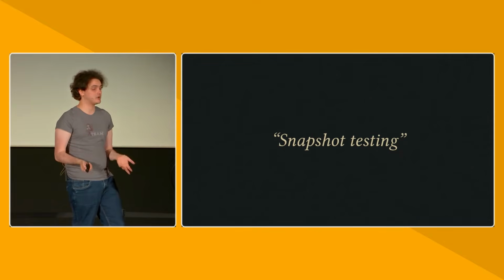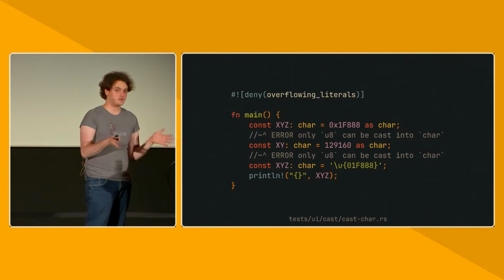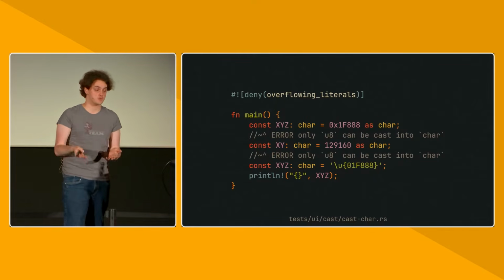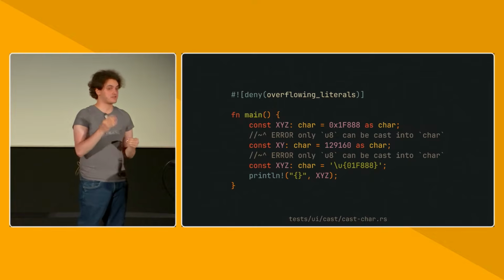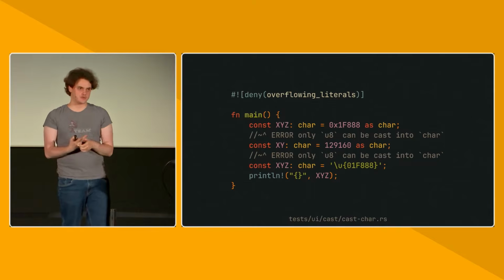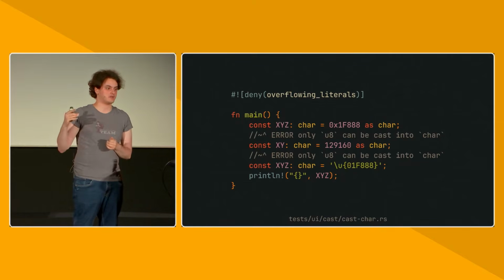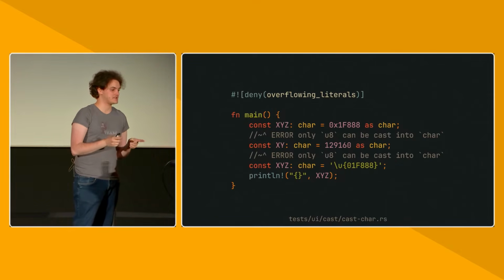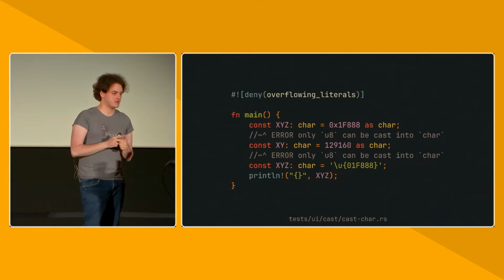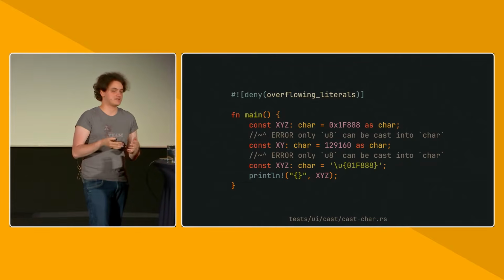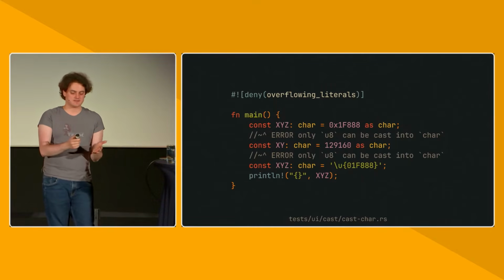If we look at an example of how Rust does it, this is one of those test cases that in this case checks how casting between numbers and characters work. We can see that it has three actual constant definitions, and the first two are supposed to error out. There is a comment below them that tells the test suite, please expect an error from this line. But this is not enough, because sure, this tests that the message contains only u8 can be cast into char. But what about the rest?